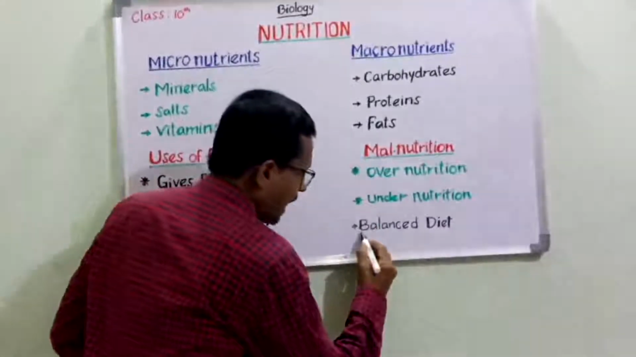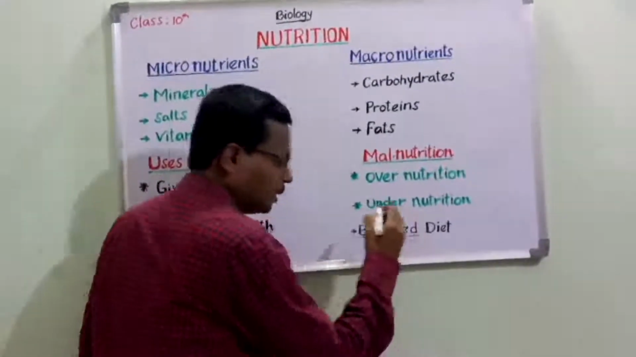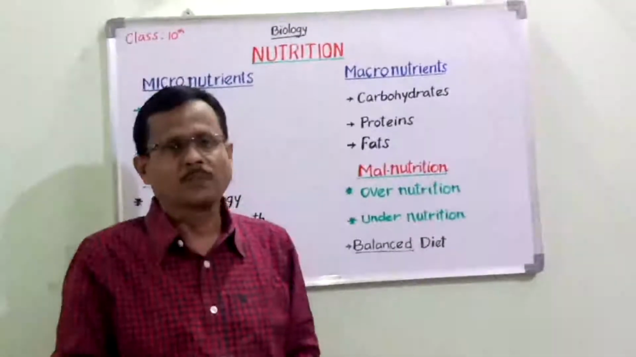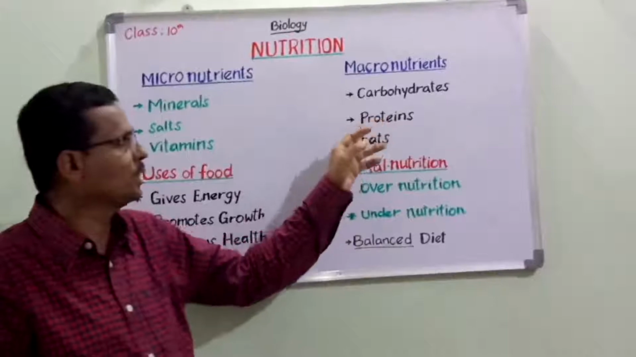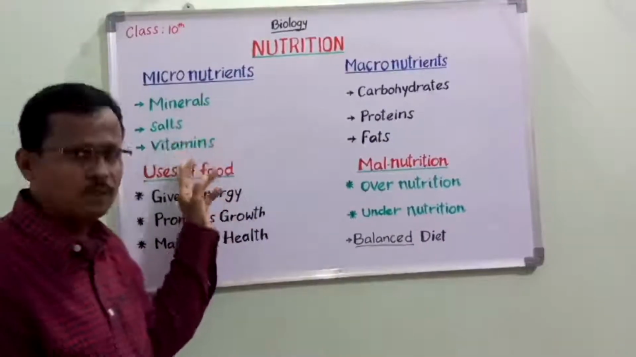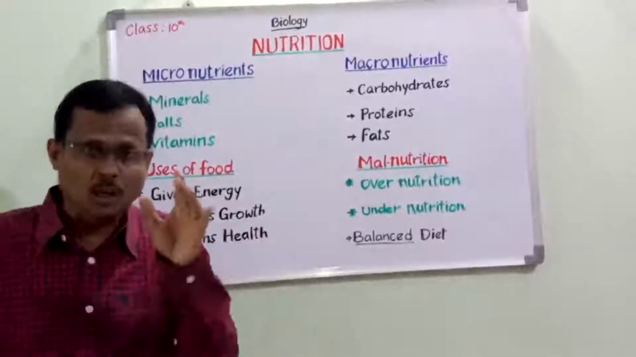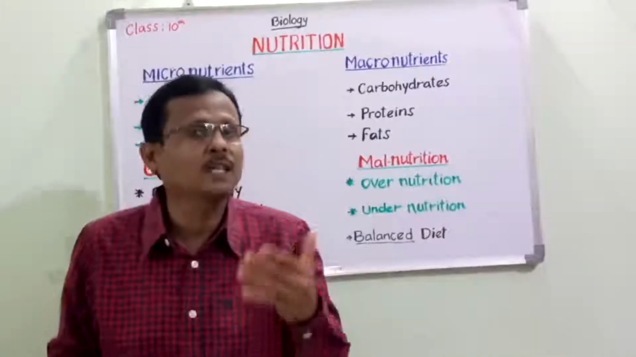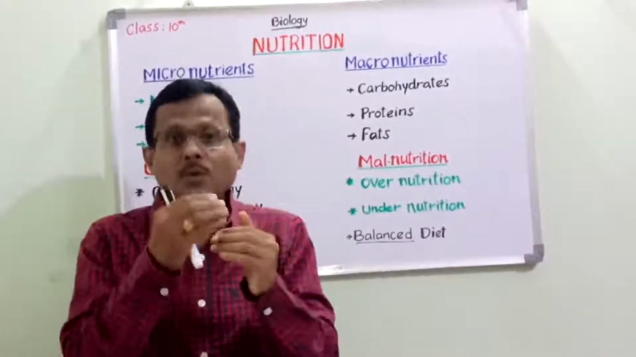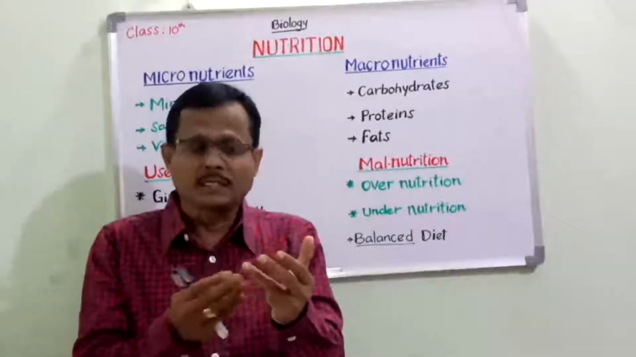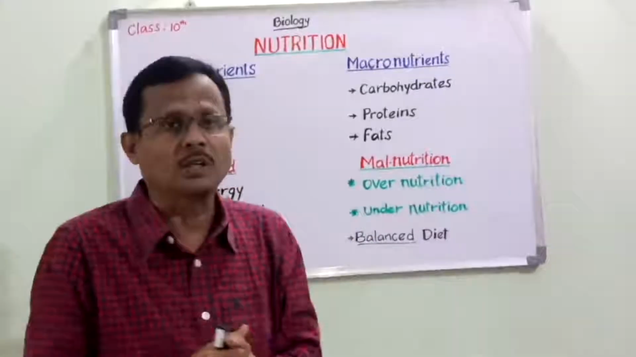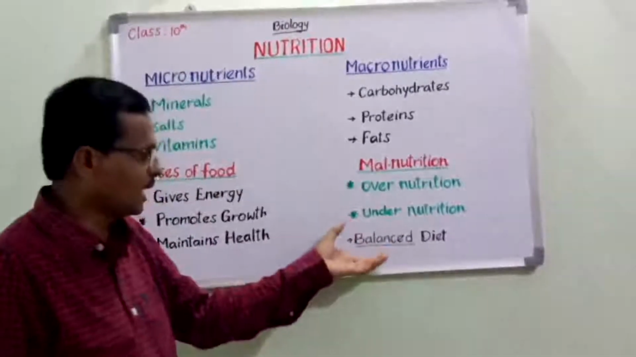So balanced diet means the diet which comprises all the essential nutrients, including carbohydrates, proteins, fats as macronutrients and minerals, salts and vitamins as micronutrients, along with water and the roughages in required quantities, keeping in view the age of the individual, the sex of the individual as well as the nature of work of the individual. So this is called a balanced diet.